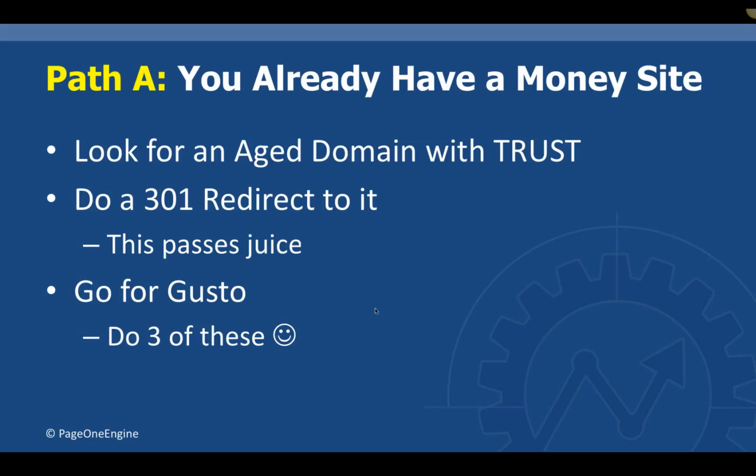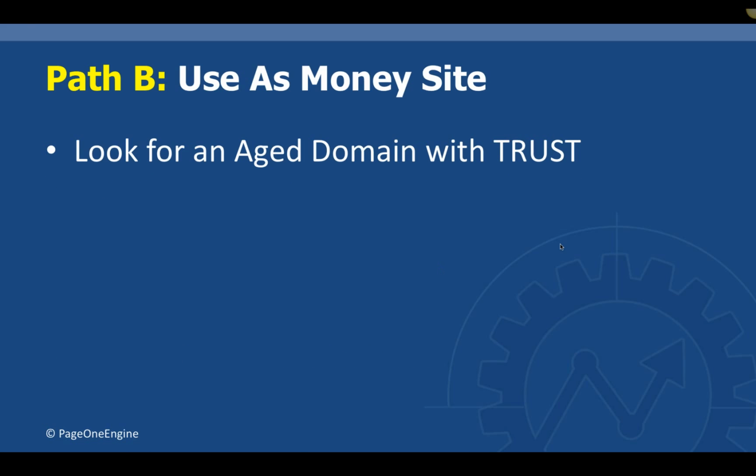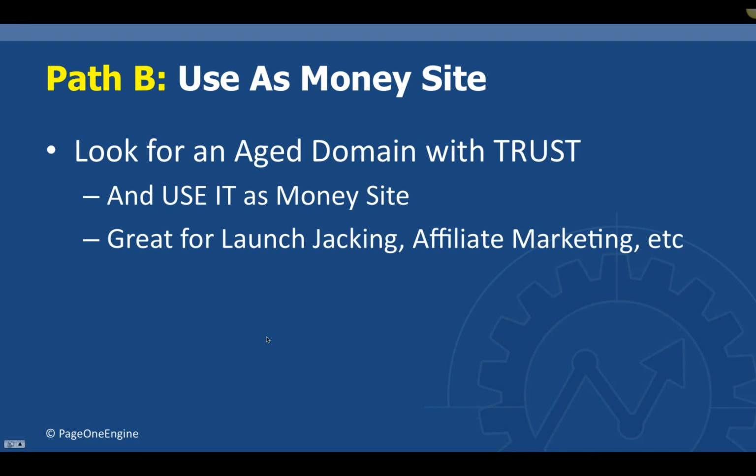So that's path A. If you already have a money site, you look for an age domain with trust, just to pass on that juice, which is going to help your site. So path B would be to use it as a money site. And again, you're just going to look for a site that has age and trust, and use it as your money site. This is really, really great for launch jacking, affiliate marketing, things like that, if you don't necessarily have to have a brand.